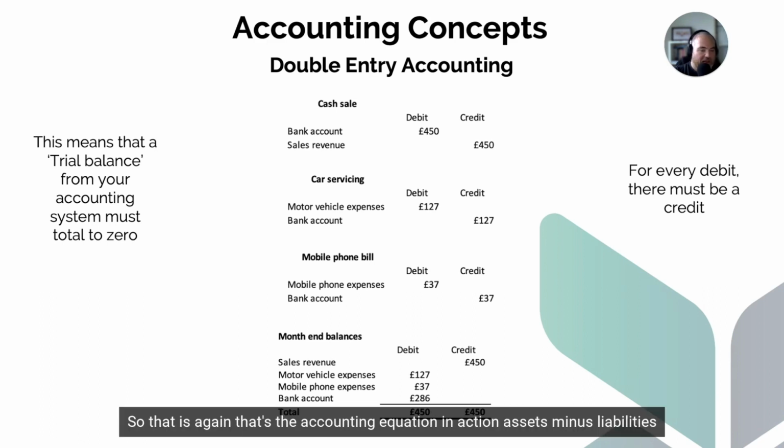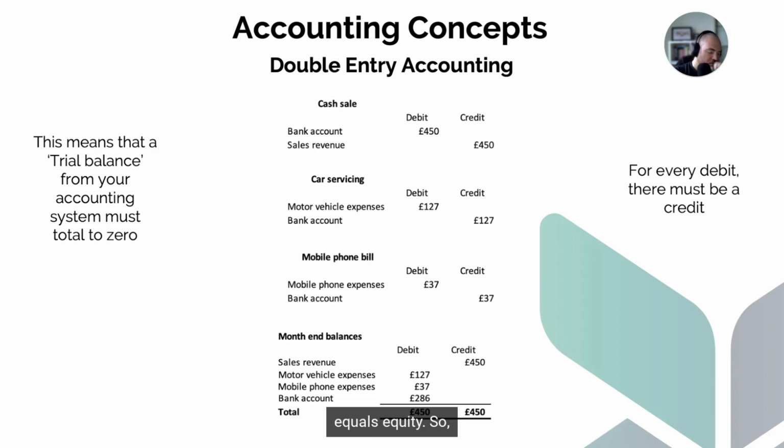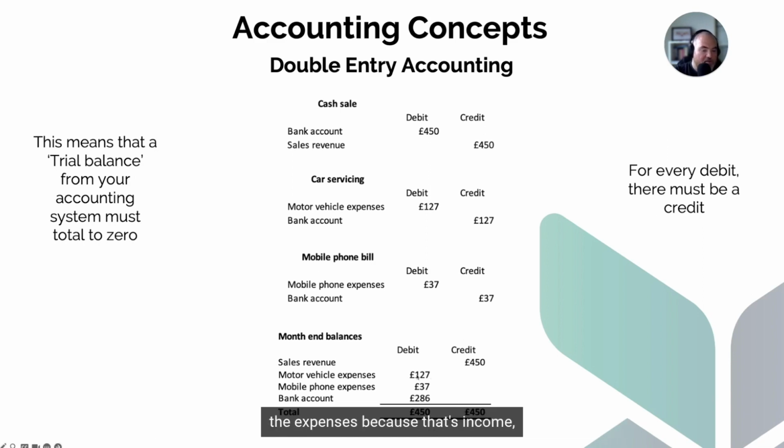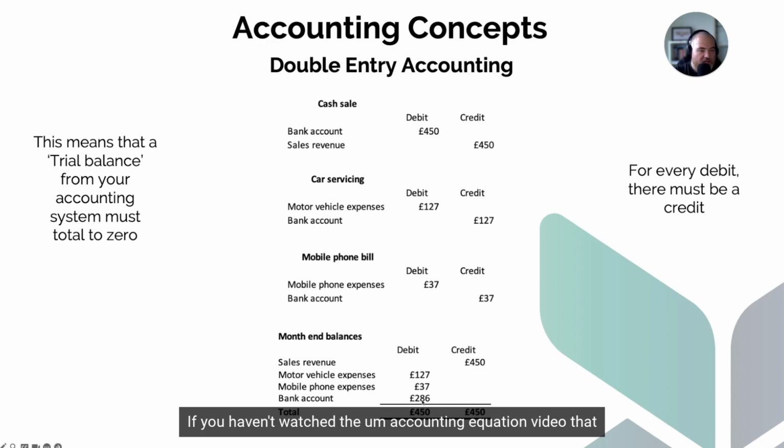So that is, again, the accounting equation in action. Assets minus liabilities equals equity. In this case, the equity transactions are the sales revenue and the expenses, because that's income, and they're expenses, and this is part of the equity calculation. If you haven't watched the accounting equation video, that might not make sense, but it will when you watch that, or maybe watch that and then come back and review this one.